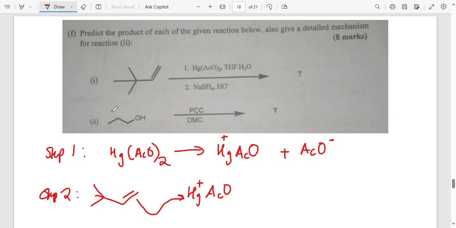But then as this one is attacking, it also attacks back a bit. So the intermediate that you are going to form is going to be like this. This thing is attaching at the end, mercuric acetate.